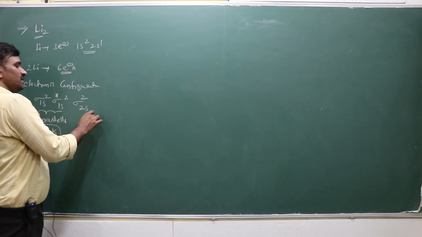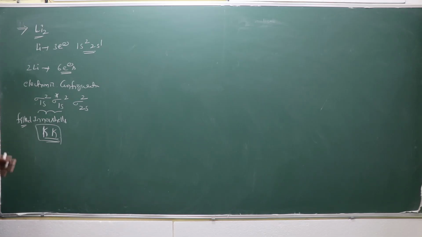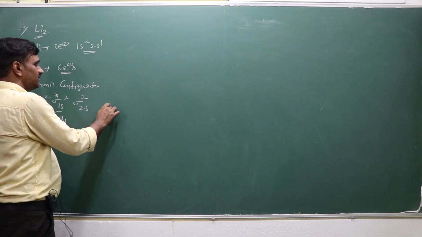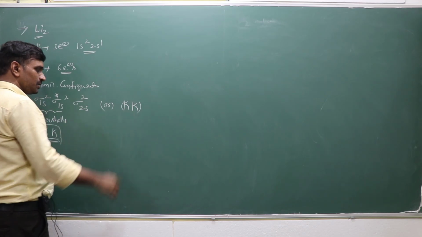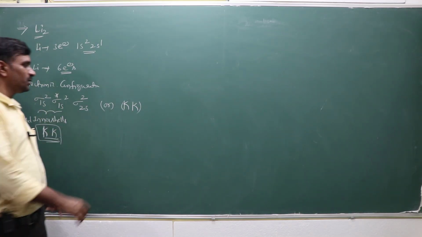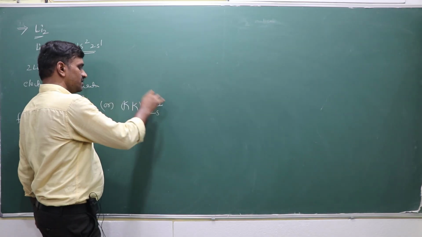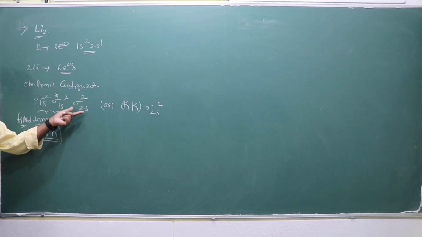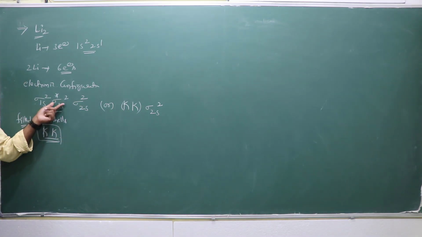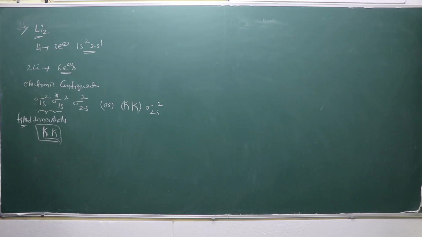So this is unperturbed. That means it's not changed. These levels are not changed for second row elements. Since the inner shells are filled, these values are not changed. So I can write this electronic configuration as KK sigma 2s2, or sigma 1s2, sigma star 1s2, sigma 2s2. Either one you can write, any configuration may be given.